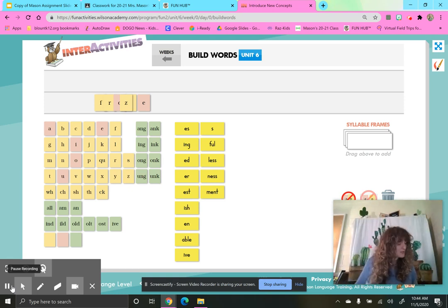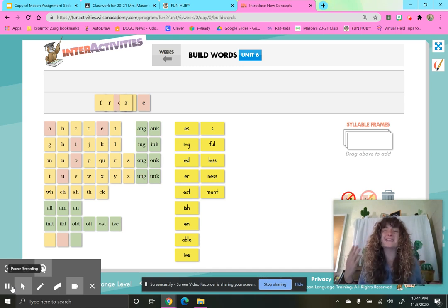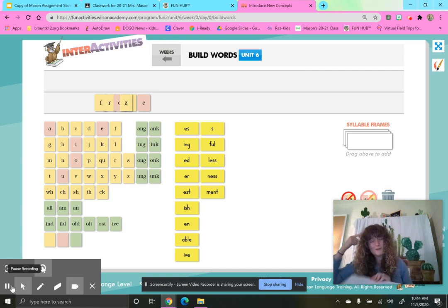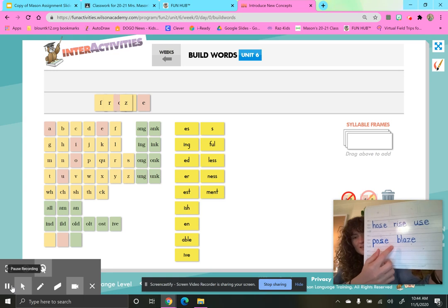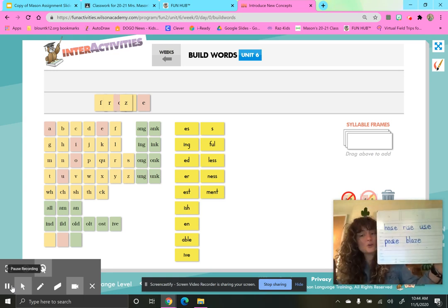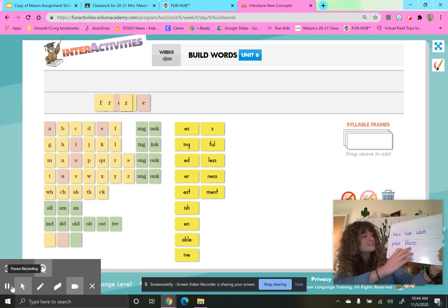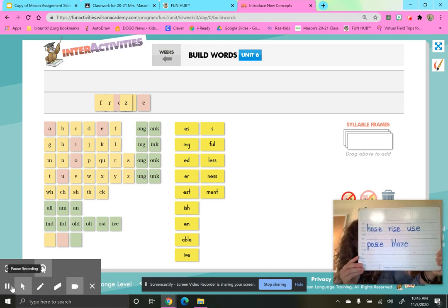And here's a really good one. It makes me think of a pizza place. And the word is blaze. What's the word? Blaze. Let's tap it. B-L-A-Z, blaze. And maybe you've seen this restaurant too, Blaze Pizza. So I'm using my prior knowledge. And I know that Z is going to be the correct letter that is making that Z sound in blaze.